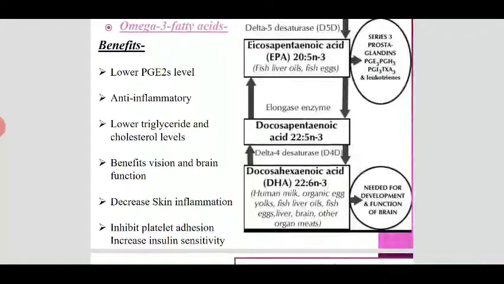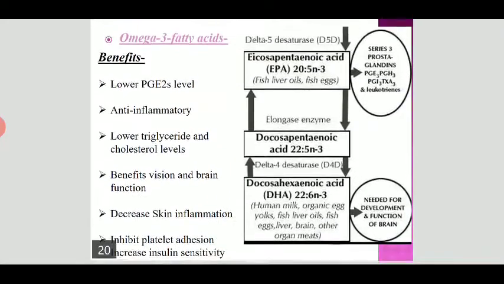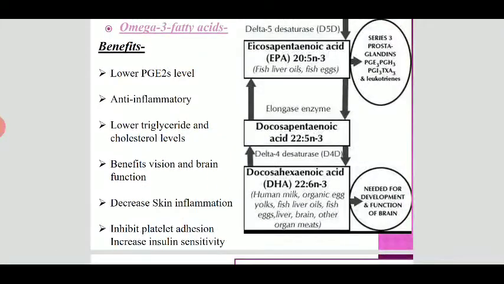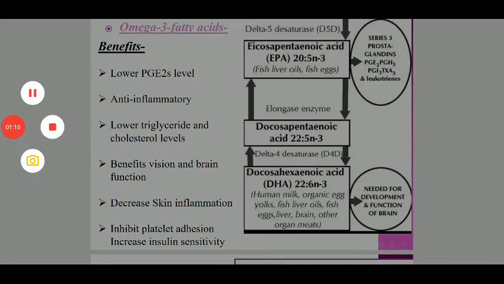When we talk about PUFA, the first name that comes to mind is omega 3 fatty acid. There are lots of associated benefits. It lowers the triglyceride and cholesterol level. It is anti-inflammatory in nature. It is beneficial for vision and brain function. It decreases skin inflammation. It inhibits platelet adhesion and increases insulin sensitivity.